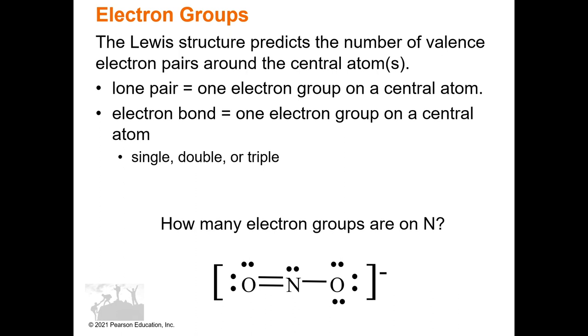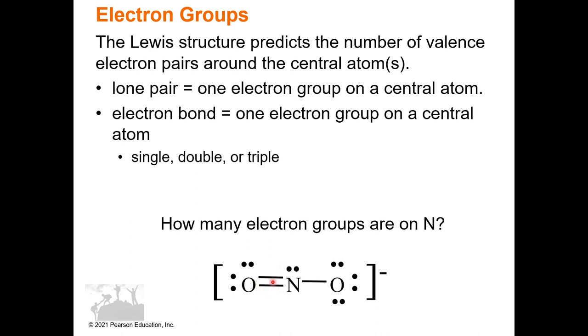Here we have the Lewis structure for the nitrite ion, and nitrogen is the central atom. So now let's count how many electron groups there are on nitrogen. So we have one, we have two, and then we have three.